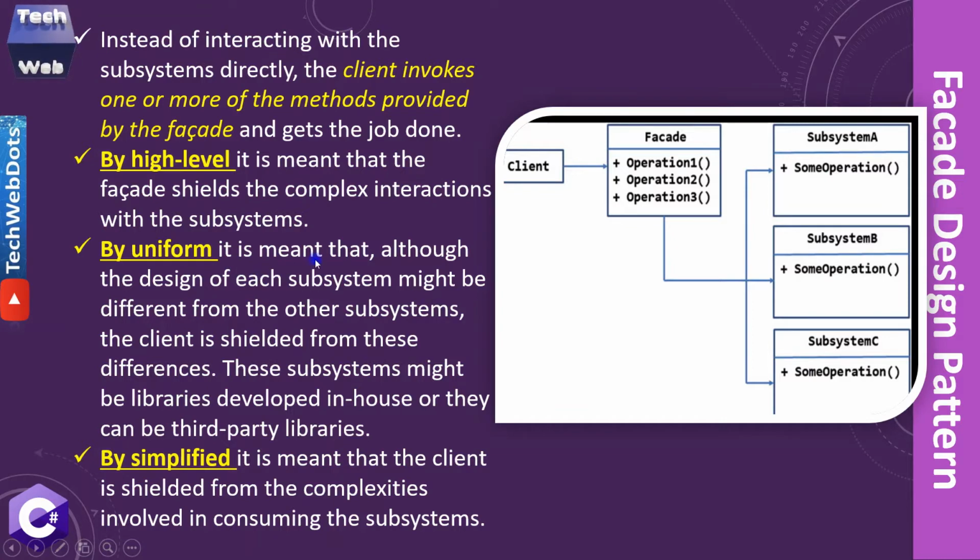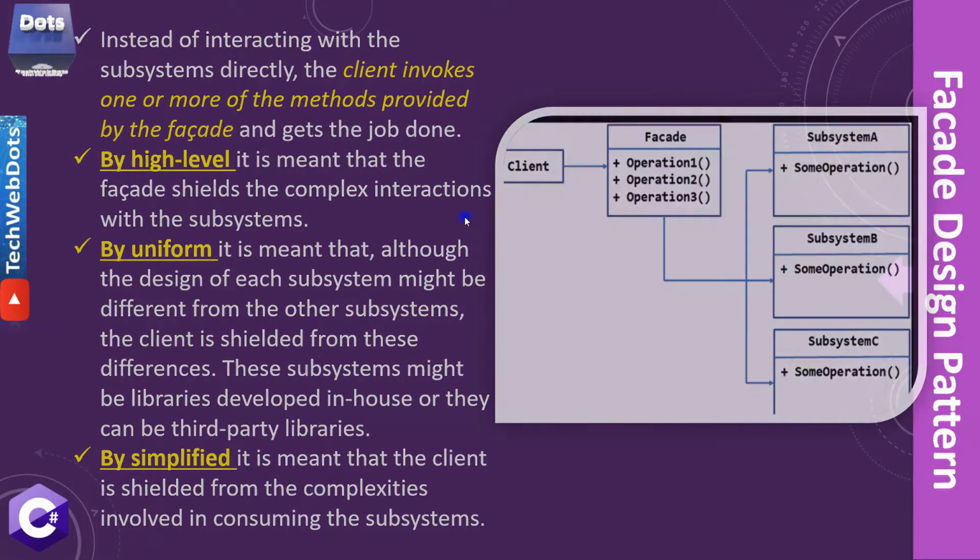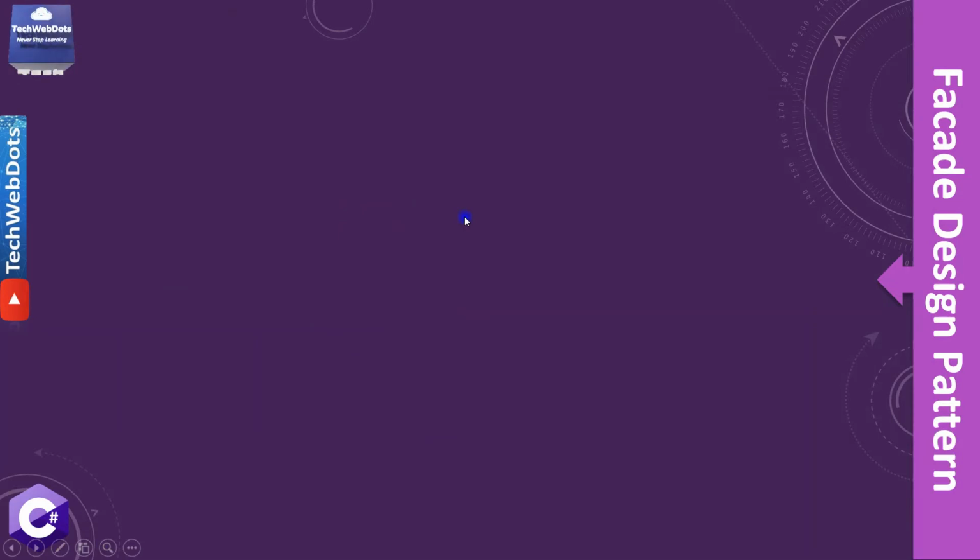By uniform, it means that although the design of each subsystem might be different from other subsystems, the client is shielded from these differences. These subsystems might be libraries developed in-house, or they can be third-party libraries. Okay, and when we say simplified, it means that the client is shielded from complexities involved in consuming the subsystems. Okay, I hope with this basic example it is clear, and now let's take some real-time examples that we can consider.